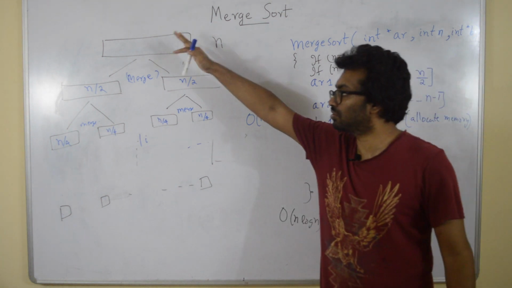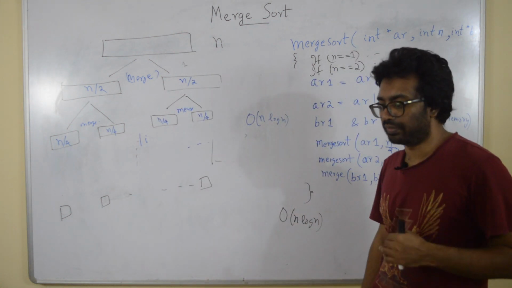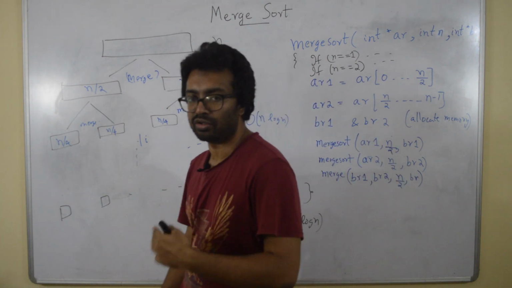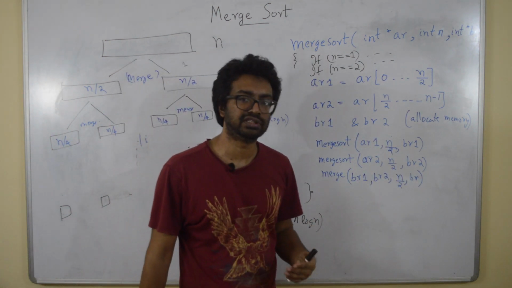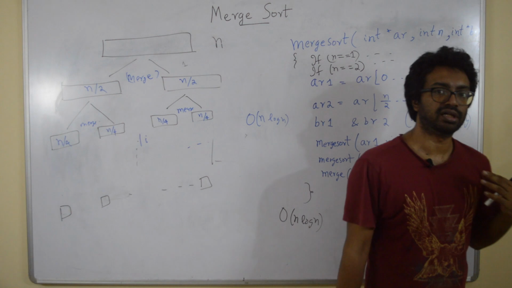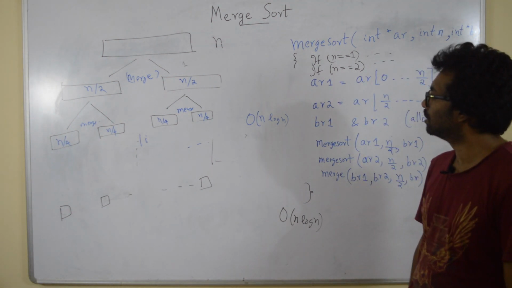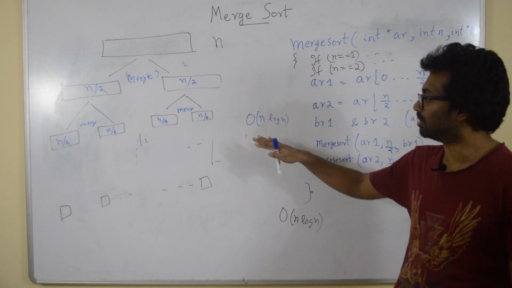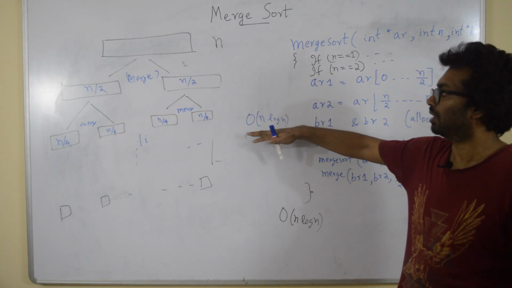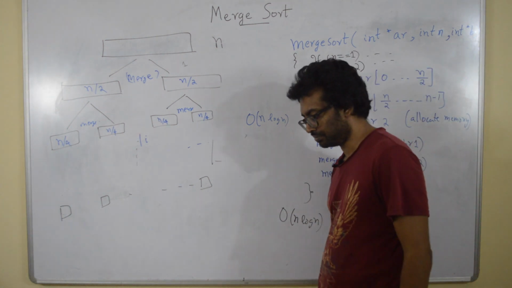That's because it has to go through this entire tree in the best case also, and therefore it's going to take order n log n in the best case, in the worst case, and in the average case. Merge sort is order n log n. And this is not in place because, as you can see, it's going to take an extra space of order n log n.